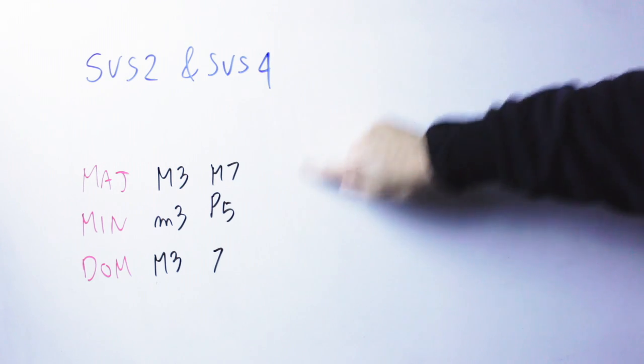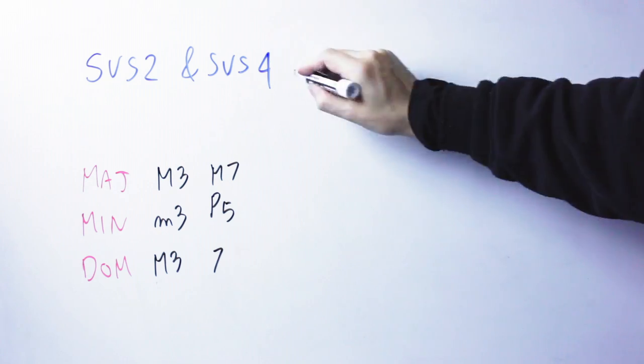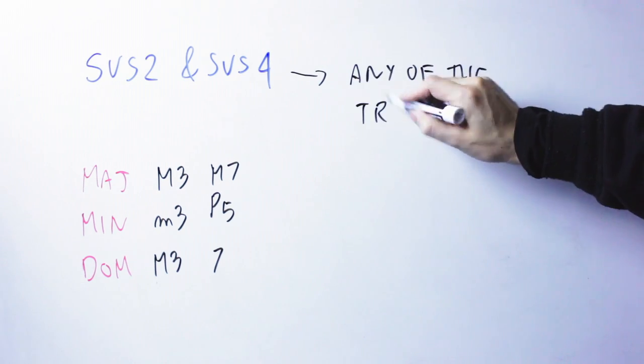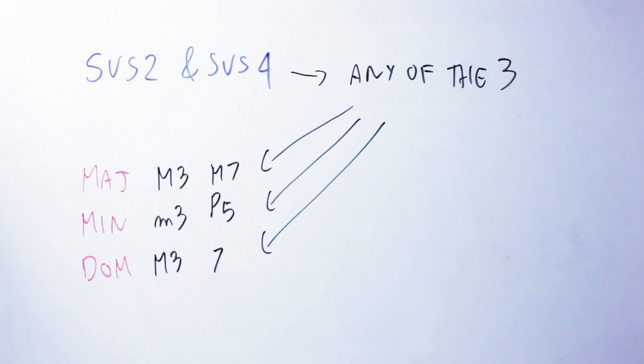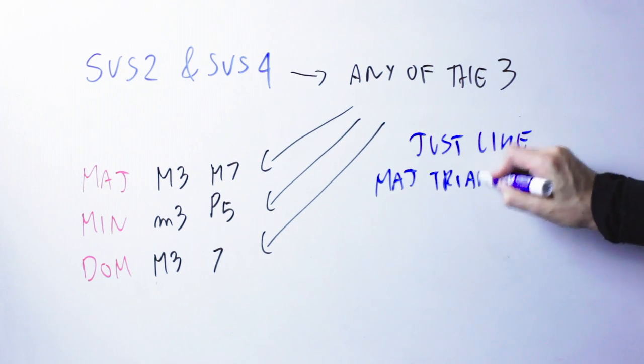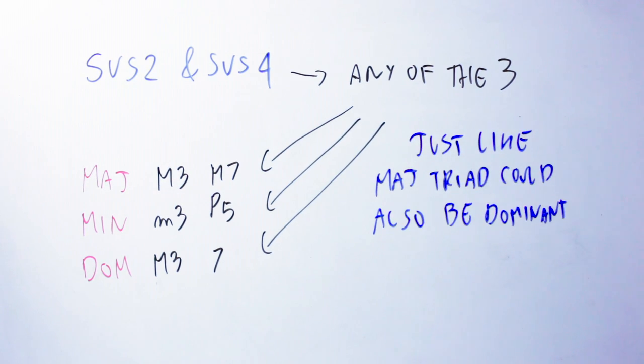This is not a counterexample, this is just showing that some specific chord, just like the major triad, can fit more than one category depending on where we are in the scale and depending on the context. So all suspended fourth chords or suspended second chords could be major chords or minor chords or dominant chords in disguise, but they are still classified as one of those three.